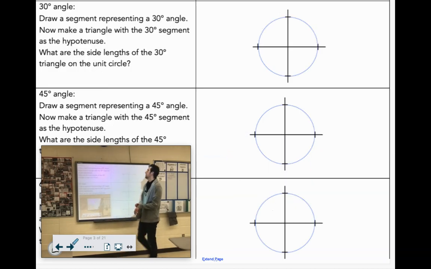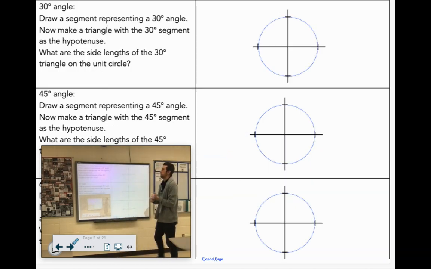All right, draw a segment representing a 30-degree angle. So if the first quadrant is 90 degrees, we'll cut that in about a third. We'll go to the edge of the circle here, draw it down, make it a right angle. So this is 30 degrees now.